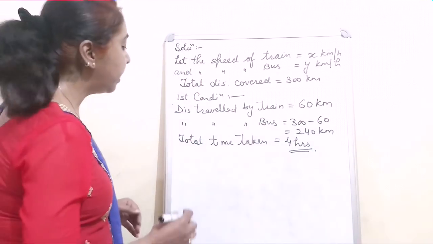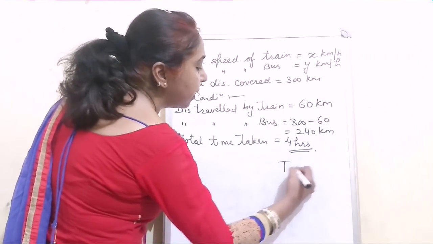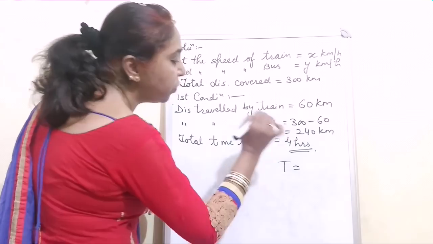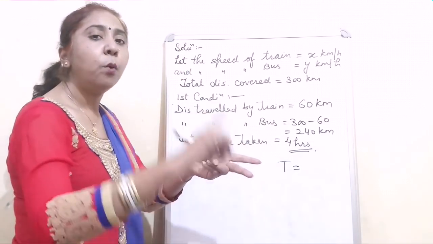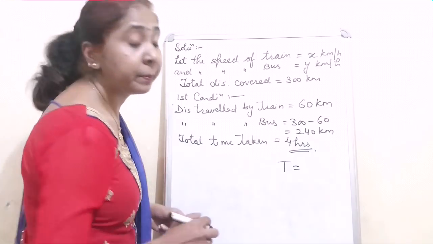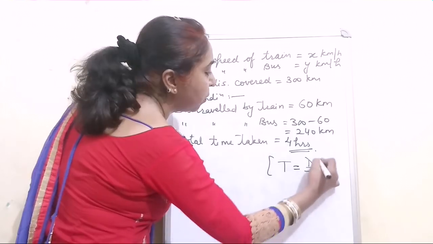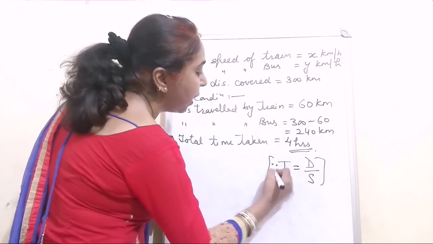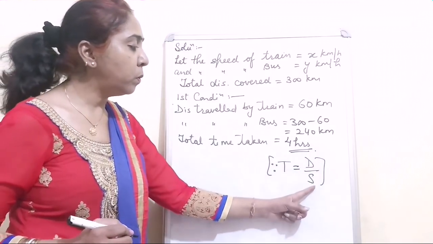Right, now we'll apply the condition. We all know that time taken is, now can you tell me the formula for time taken? If you know the distance and you know the speed, what will be the formula for time taken? Distance upon speed. Very good, distance upon speed. So I'm going to use this formula and you have to keep it in your mind. Time is always equal to distance upon speed.